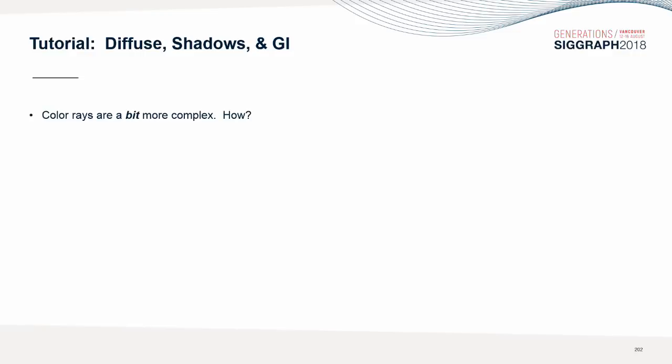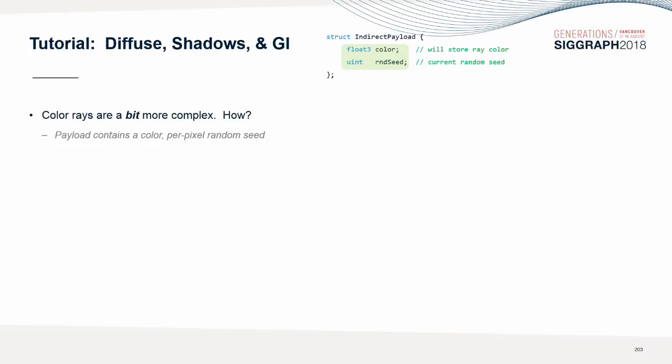So color rays are a bit more complex, and let's talk about how. First of all, the payload now needs to be a little bit more interesting than just a single float, which is either 0 or 1. In this case, I'm going to have a color stashed in there, and I'm also going to have a random seed to allow me to pick a random direction and reuse the seed along all rays in a pixel rather than reinitializing it, which would lead to interesting artifacts.